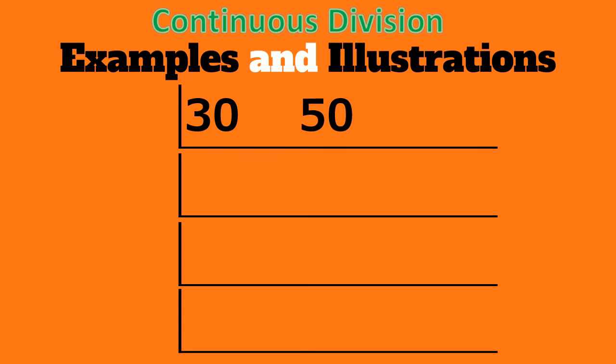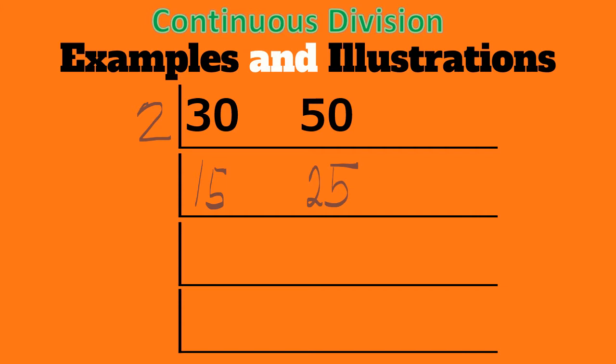Think of a prime number that we can use as divisor of this given. Pwedeng 3, not 3, sorry. 2, pwedeng 5. We start with 2, dun muna tayo sa pinakamaliit. If we divide 30 by 2, we'll get 15. And if we divide 50 by 2, we'll get 25.